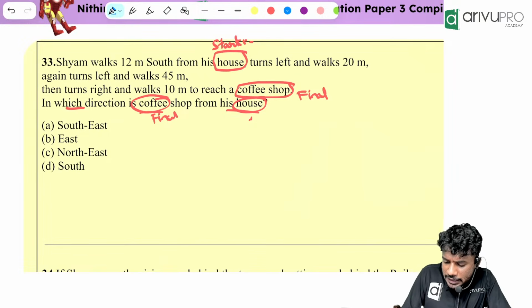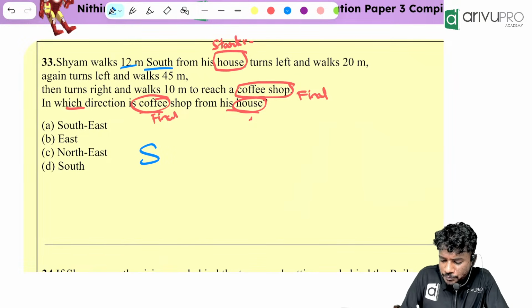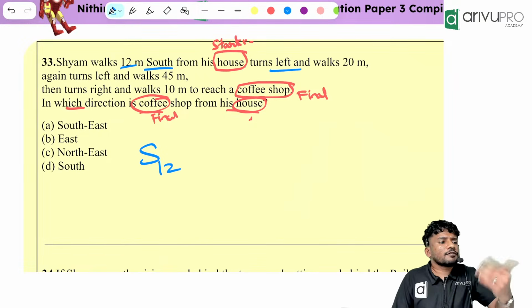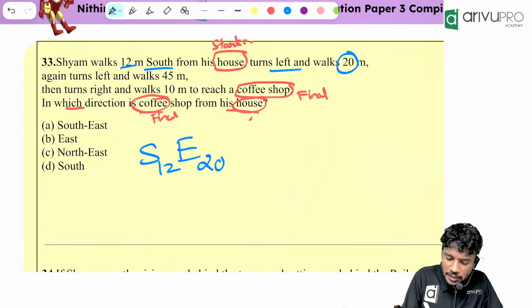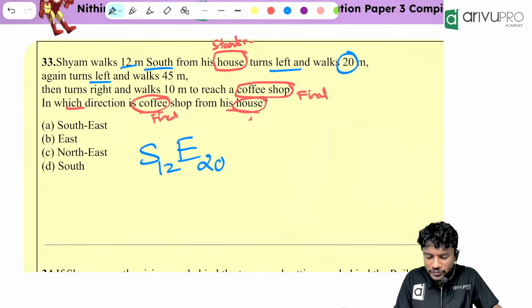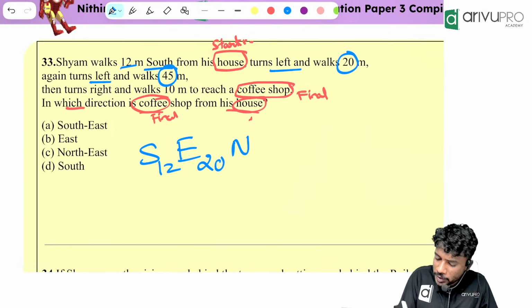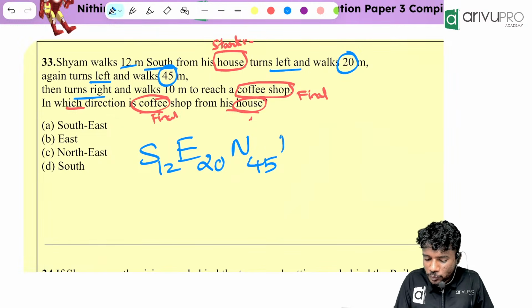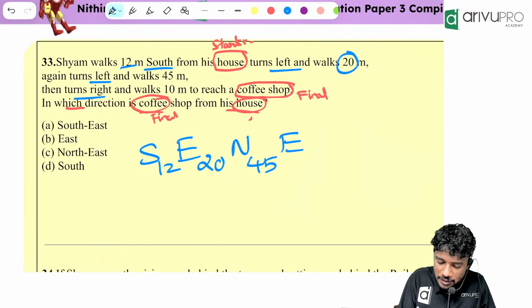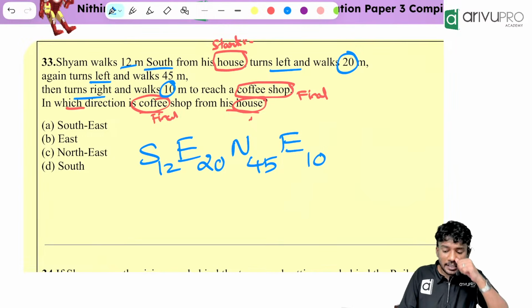Yes. Initially he walks south. How many meter? 12. Then turn left. Left of south is what, people? East. How many meter? 20 meter. Then again turns left. Left of east is what, people? North. How many meter? 45 meter. Then turned right. Right of north is what, people? East. How many meter? 10 meter. Then he reached the coffee shop.